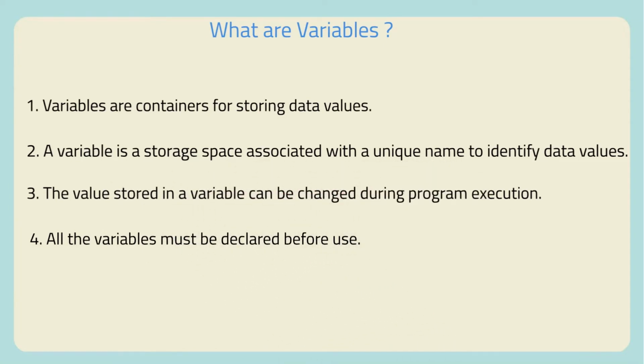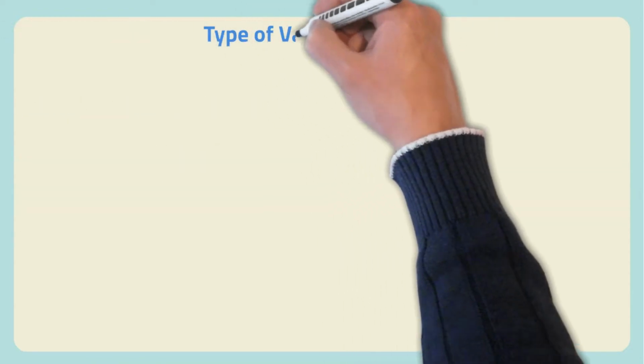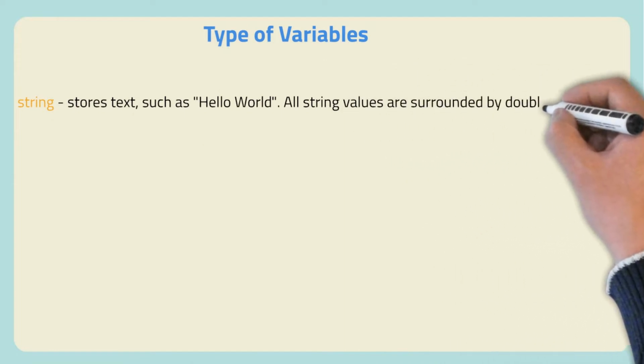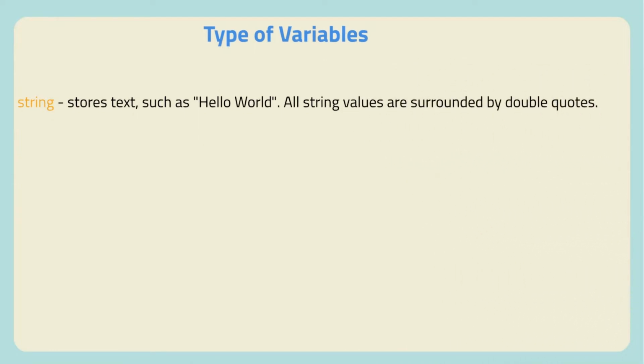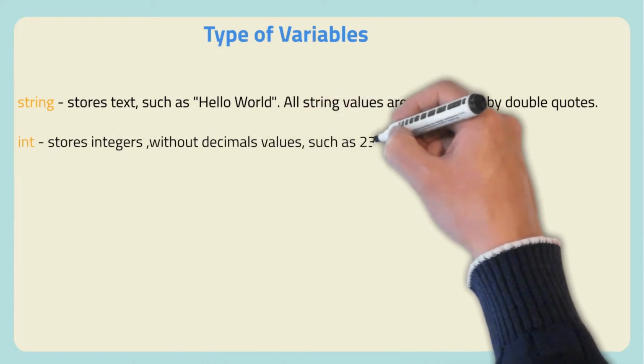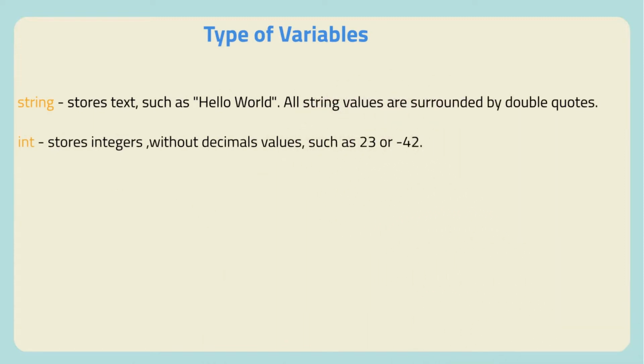There are different data types with which we need to declare a variable. We will discuss some of the data types here. String data type is used to store text values such as "Hello World." All string values are surrounded by double quotes. Int data type is used to store integers without decimal values, such as 23 or -42.